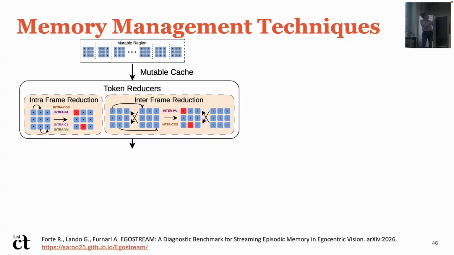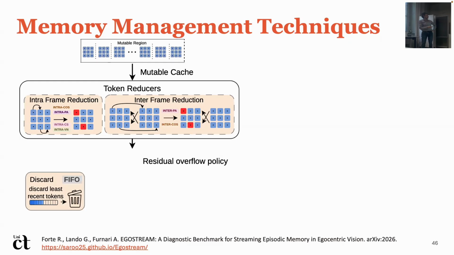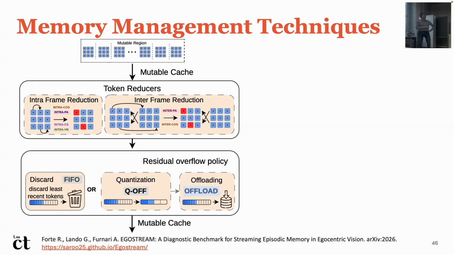We do pruning or merging mainly. And then you have inter-frame reduction, where you take consecutive frames and you drop whatever information is redundant, and you drop the older counterpart of the information. And then we have a residual overflow policy. So you use this to drop some tokens so that you are constrained to the budget. And if you still are over the budget, then you may discard in a FIFO way. So first in, first out, the things that are older, you discard them.